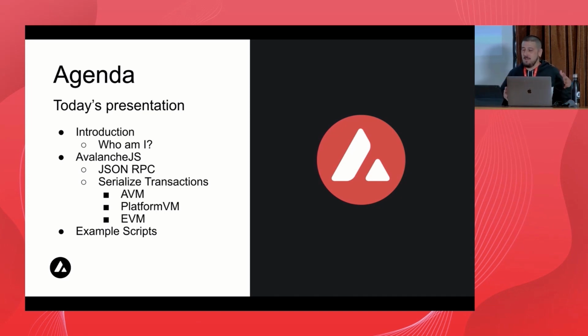So these transactions are like object-oriented classes in TypeScript or JavaScript, but then we serialize them down to basically CB58 or hexadecimal and post them to a full node. We'll go over that a little bit. And then at the end, we'll talk about some of the example scripts that bundle with AvalancheJS.